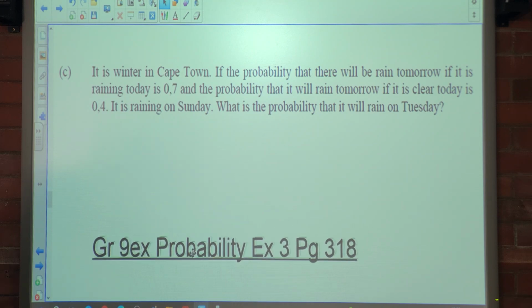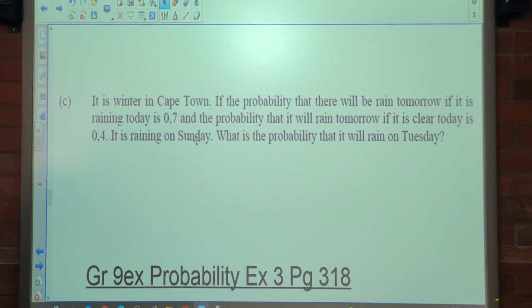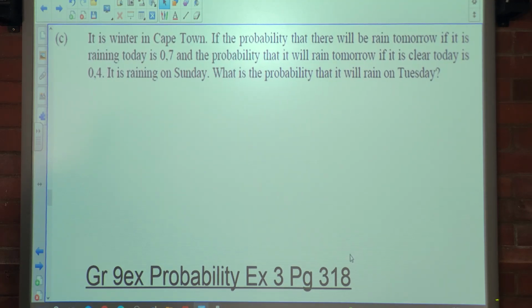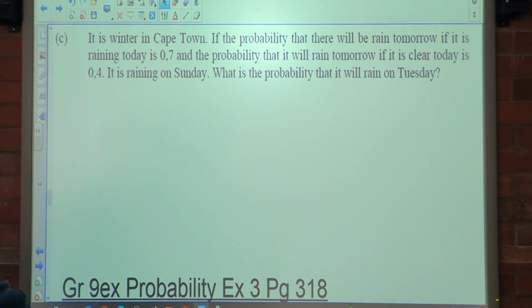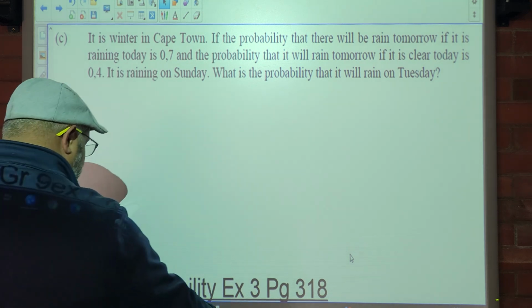Number 4, we are told that it is winter in Cape Town. Indeed it is. The probability that there will be rain tomorrow, if the probability that there will be rain tomorrow is 0,7, and the probability that it will rain tomorrow, if it is clear today, 0,4. If the probability that there will be rain tomorrow, if it rains today. Okay.